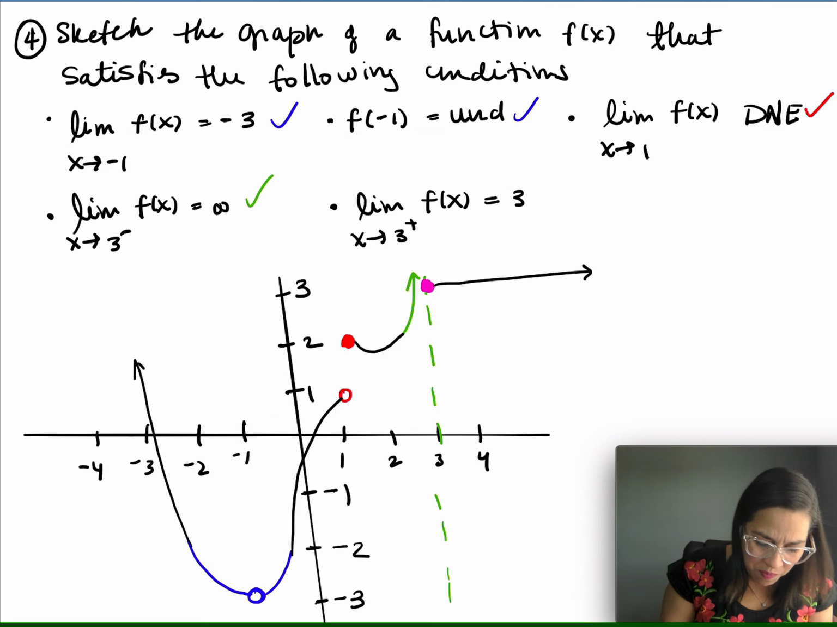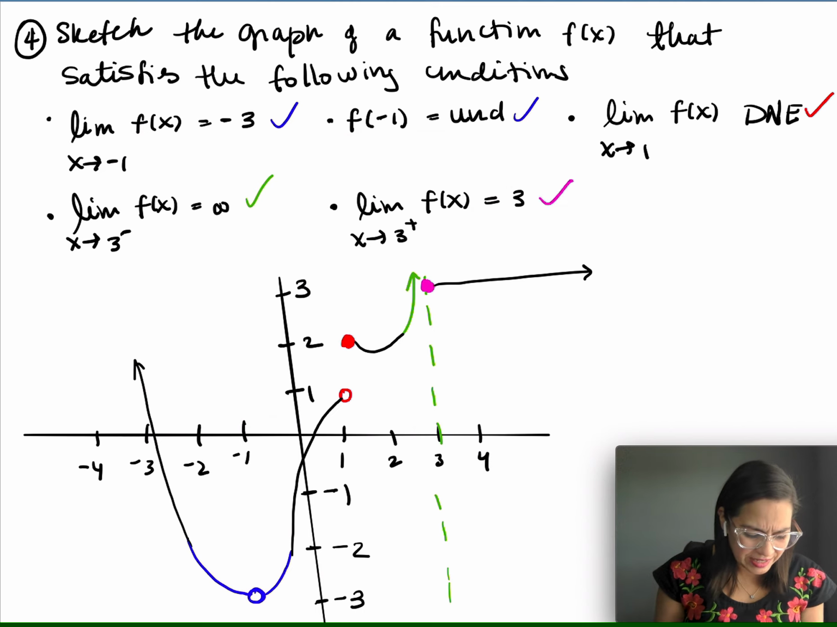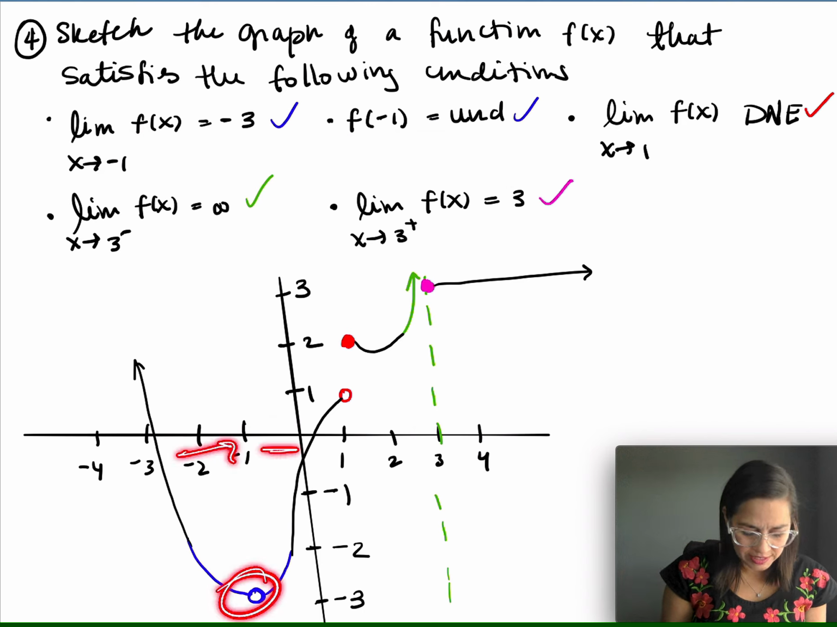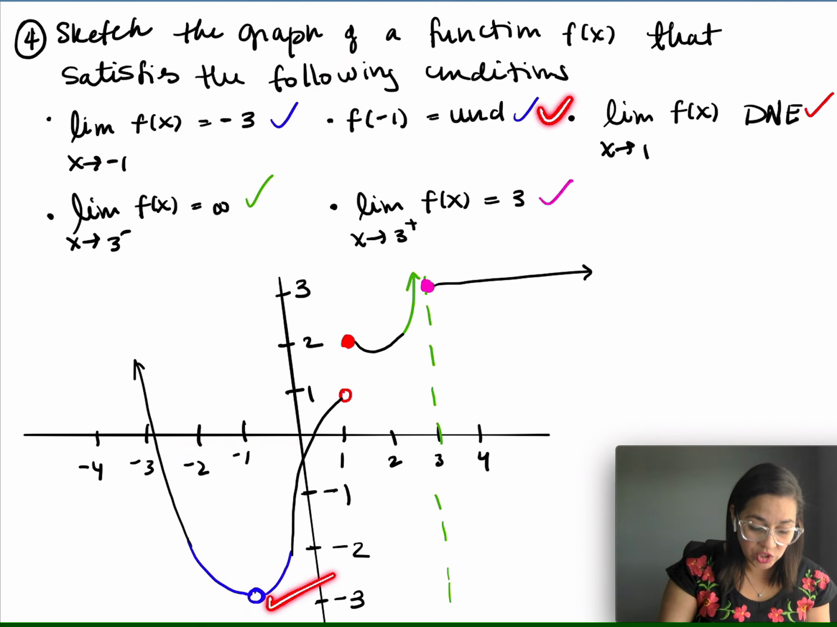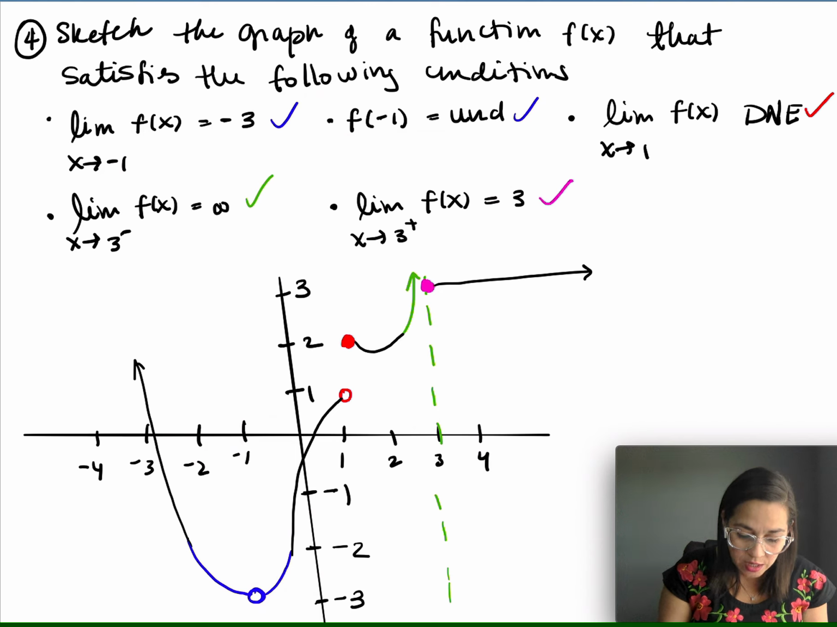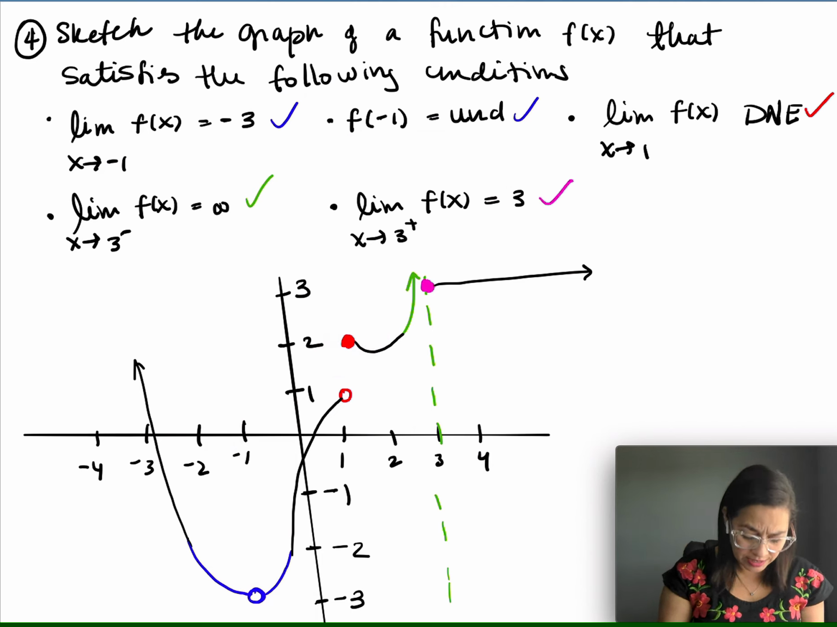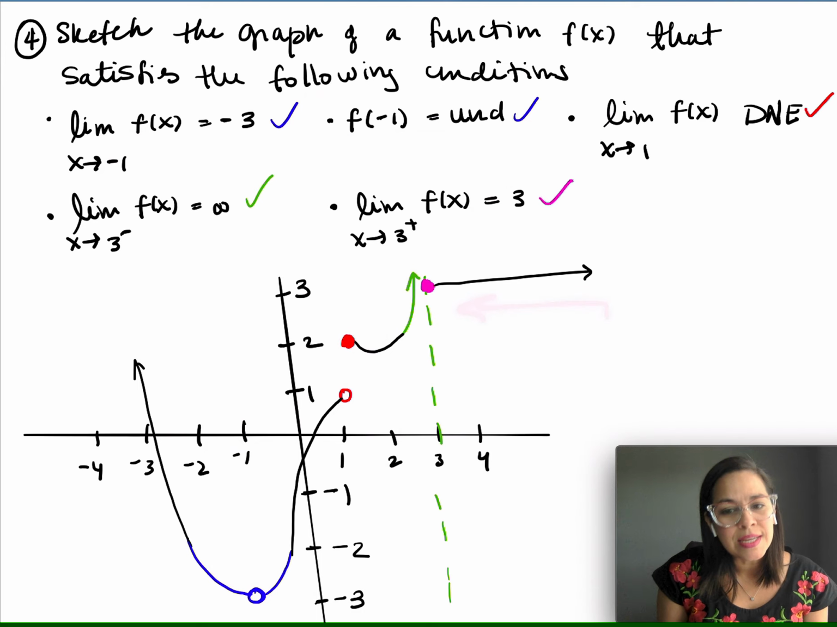And then again, you have to go back and make sure that your graph satisfies those conditions. So let's see. Okay, here we go. Limit as x goes to -1. Here's -1. I get on the graph and it takes me to -3. Check. But f of -1 is undefined. Check. The limit as x goes to 1 does not exist. So from the left, it takes me to 1. From the right, it takes me to 2. Check. The limit as x goes to 3 from the left takes me to infinity. Yes, it does. And then the limit as x goes to 3 from the right takes me to 3. Yes, it does. Okay?